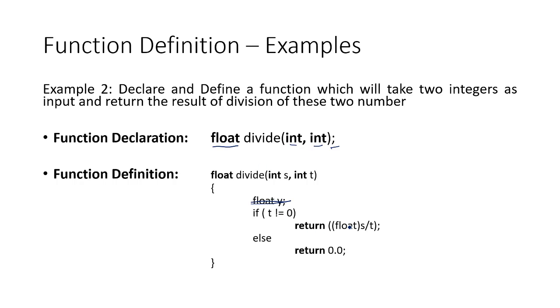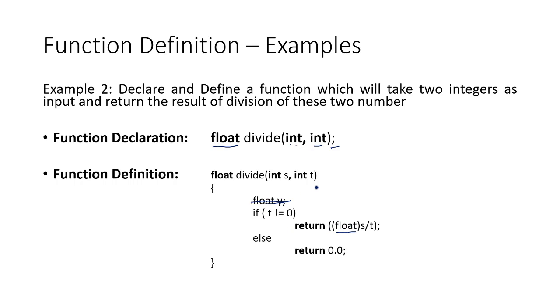So let us take what if the t value is not equal to 0. As we know that an integer divided by an integer is an integer, what we are doing is typecasting s into a float, then dividing it by t so that we get the actual result. Now, this gives a float divided by an integer, which will be a float value, and it will return the value to the calling function.